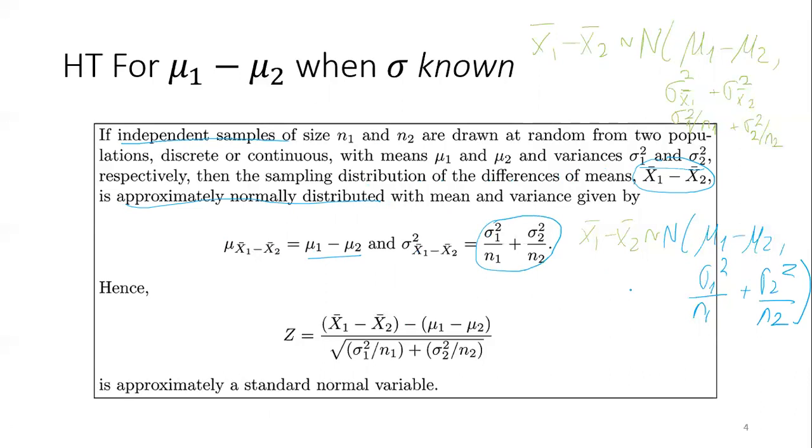Hence, just look at here, this is the normal random variable. Remember what we do with normal random variables. We just convert them into standard normal random variables, right? How to convert this? Remember, we take the random variable minus its mean, which is mu1 minus mu2, divided by its standard deviation, which is just the square root of the variance. And the variance is sigma 1 square divided by n1 plus sigma 2 square divided by n2. So this is approximately a standard normal random variable, right?